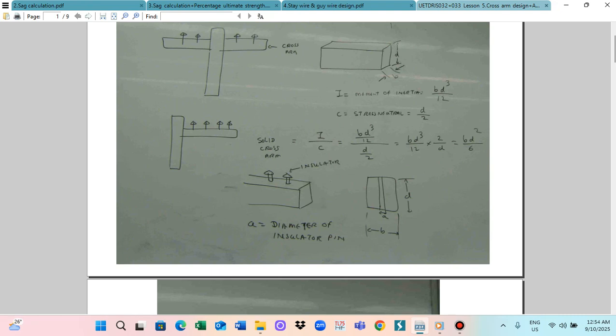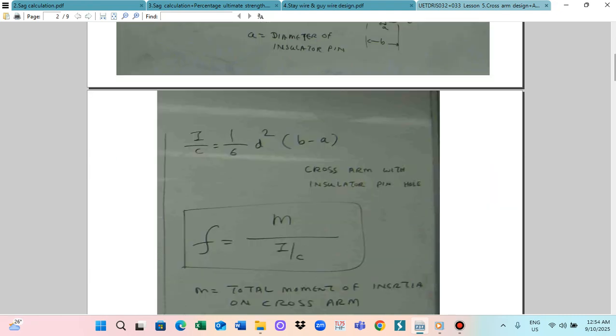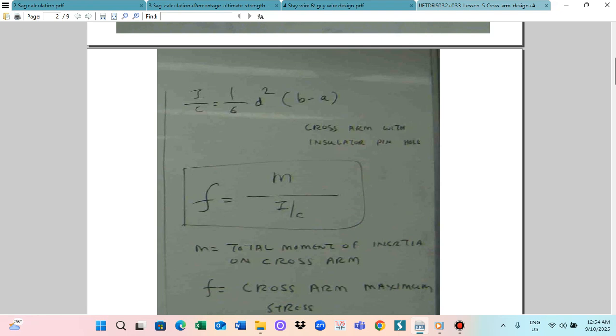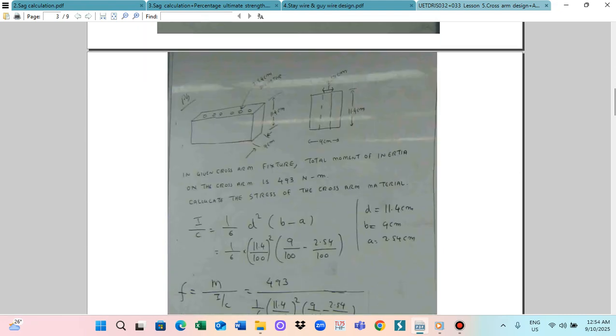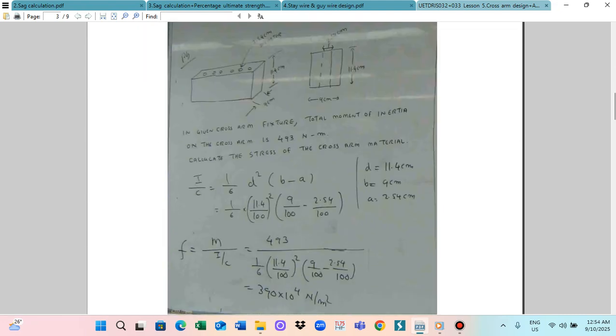But real cross arms always have the hole because of the insulator. The insulator pin diameter is A. So in this case, considering the insulator hole, I by C is equal to 1 by 6 into D squared into brackets B minus A. So this is the cross arm with the insulator pin hole. Then you have to calculate the stress. The stress of the cross arm material is equal to the moment divided by I by C. Depending on the stress, we use the table to select the appropriate material for the cross arm. So then we solve the problem.